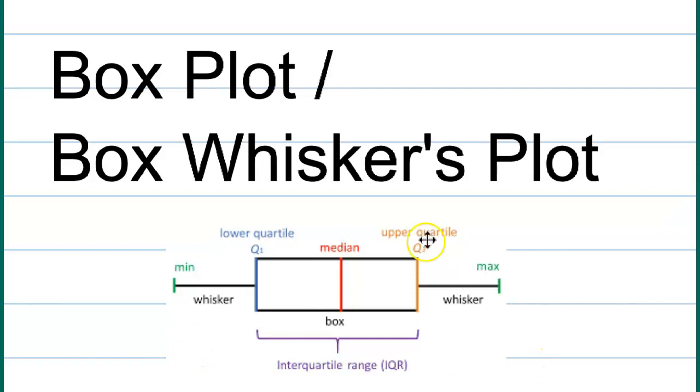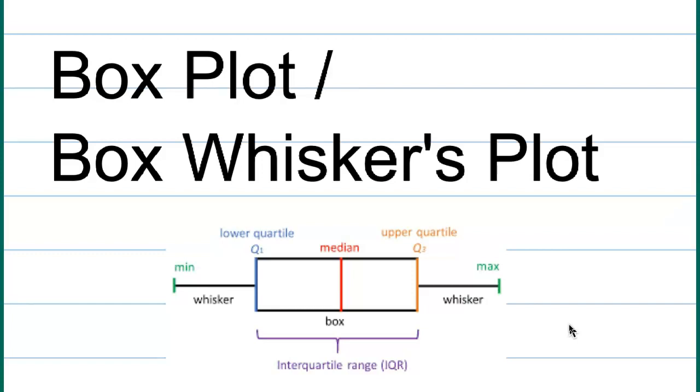Here, based on this picture, we have the minimum number. We also have the whiskers. This will be the whiskers. This is the lower quartile, the median, or Q2, and the upper quartile, or Q3. So there are 5 numbers that we really need to know in creating a box and whiskers plot. But let's see how it works.